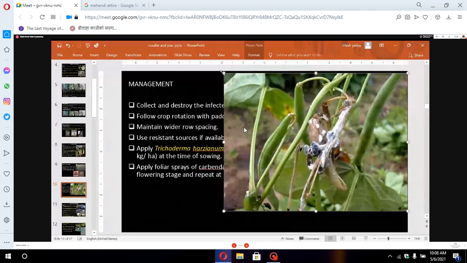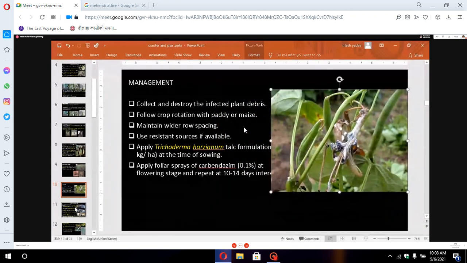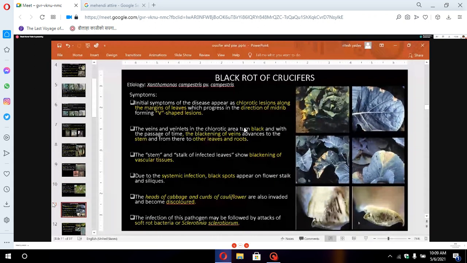This occurs on bodi, beans, and almost all the climbing crops. The next important disease is black rot of crucifers. Again, this is a very important disease of crucifers. Every season black rot is seen in Rampur conditions or somewhere else. In the Kathmandu and Bhaktapur area, it is very severe.